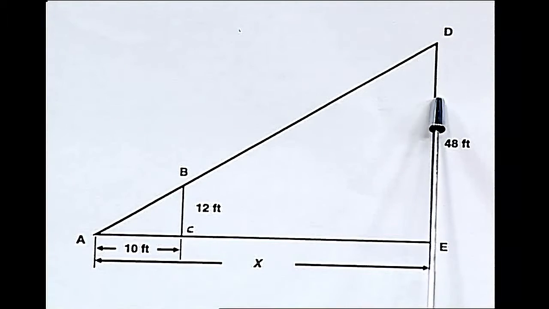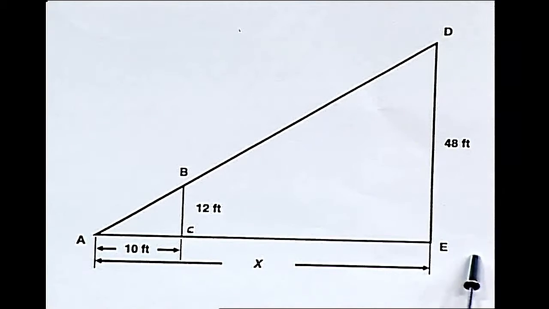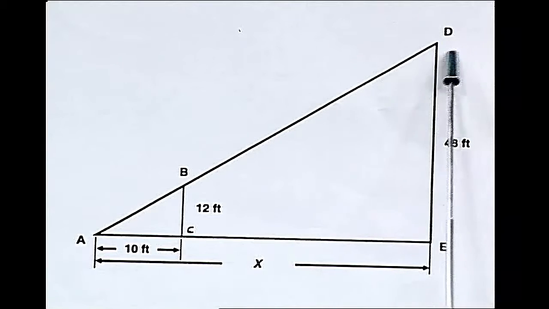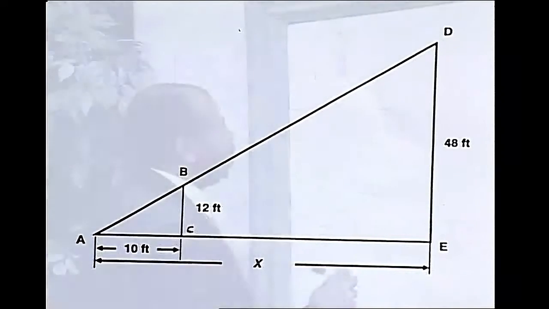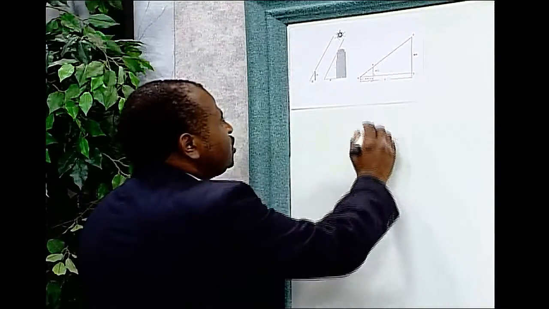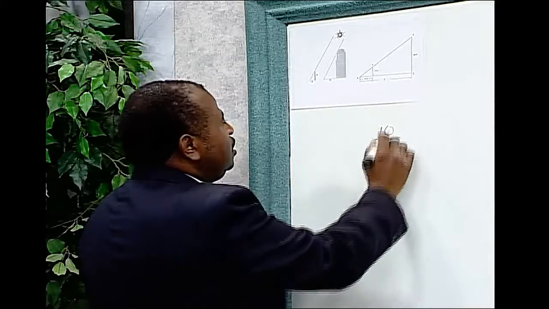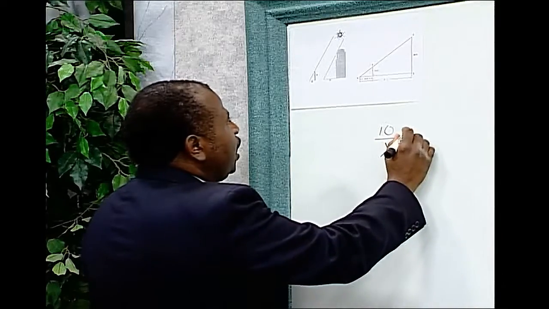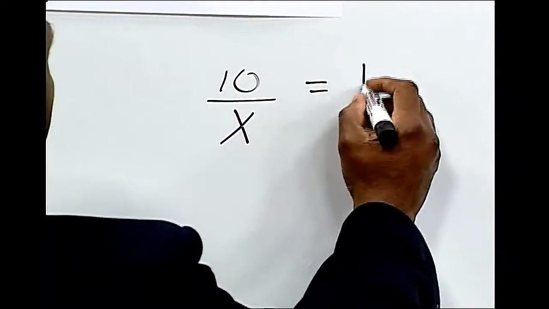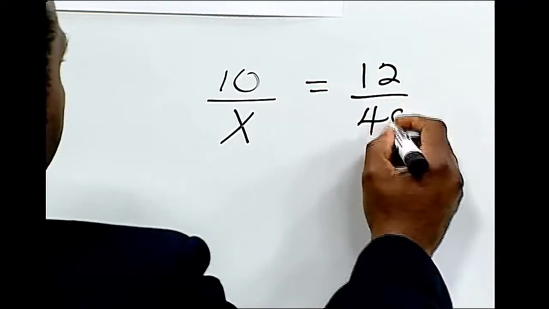Example 4. Find the length of x. If we notice, these two triangles are similar. Triangle ACB is similar to triangle AED. Therefore, we can write these two triangles as a proportionality. AC 10 is to AE x as BC 12 is to 48.